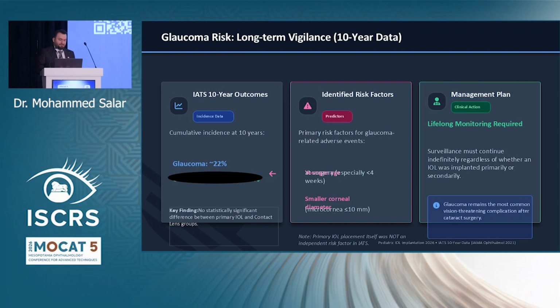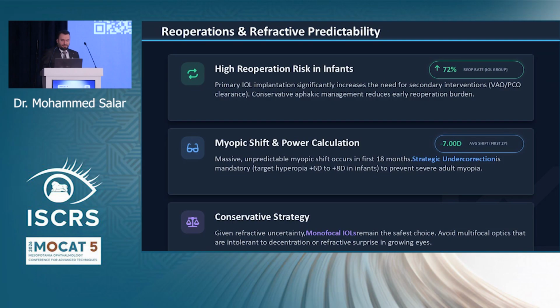Also, glaucoma risk remains the most common vision-threatening complication after cataract surgery. Lifelong monitoring is required for glaucoma. Regarding reoperation, the reoperation risk in infants also increases with primary IOL implantation.